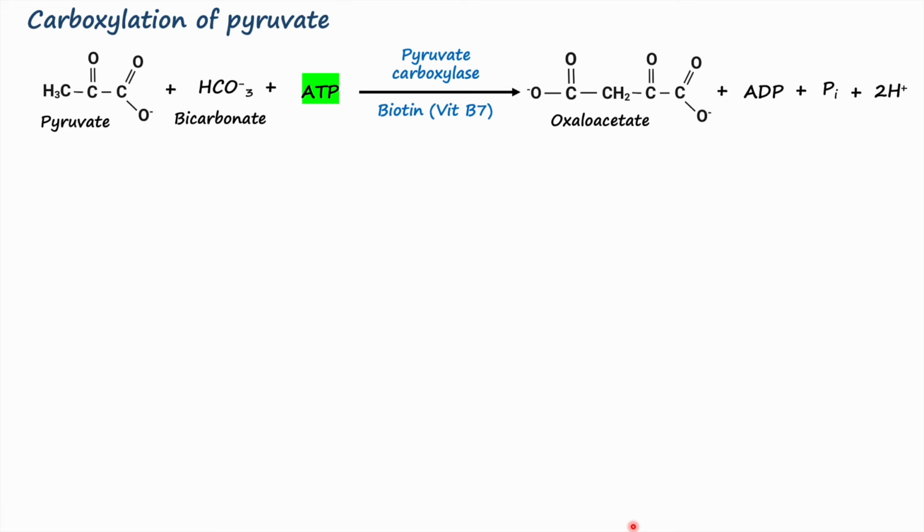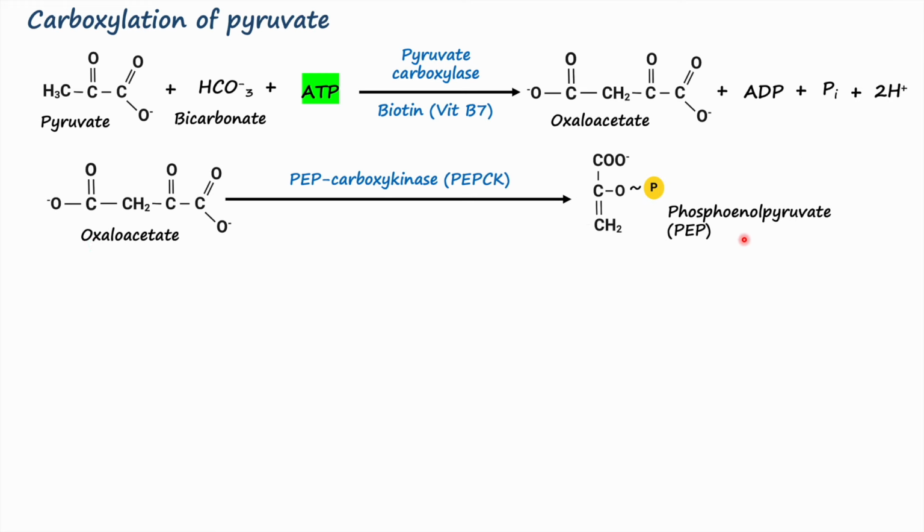So the first thing we are going to learn is how pyruvate is converted into phosphoenolpyruvate. There are two steps. The first step involves the carboxylation of pyruvate to oxaloacetate, and this reaction requires bicarbonate, ATP, pyruvate carboxylase enzyme, and biotin. The reaction also releases ADP, inorganic phosphate, and two hydrogen atoms. In the second step, oxaloacetate is converted into phosphoenolpyruvate with the help of the enzyme phosphoenolpyruvate carboxykinase, also known as PEP-CK.